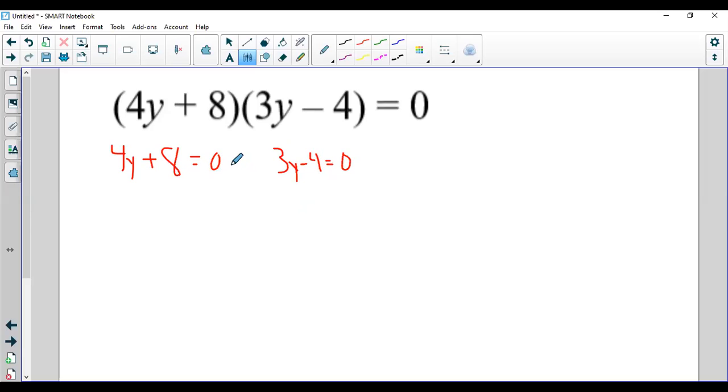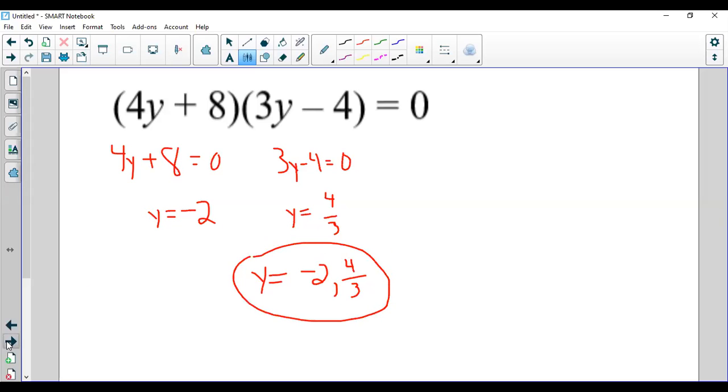So I'll subtract 8 from both sides and divide by 4, and y would equal -8 over 4, which is -2. I'll add 4 to both sides and divide by 3, so y is equal to +4 thirds. So my final answer is y is equal to -2 or 4 thirds.